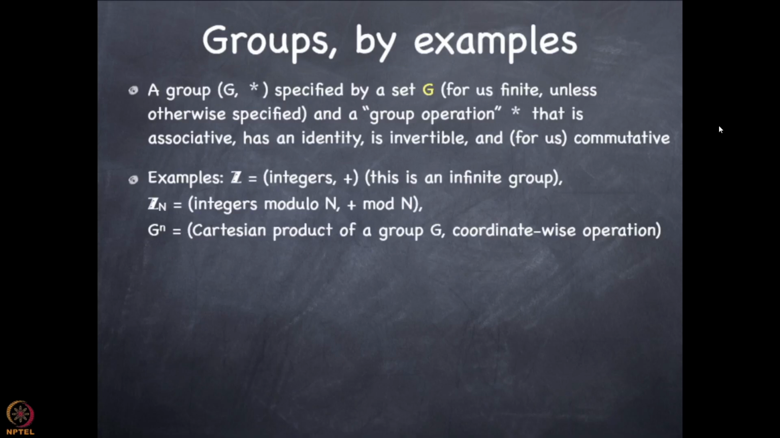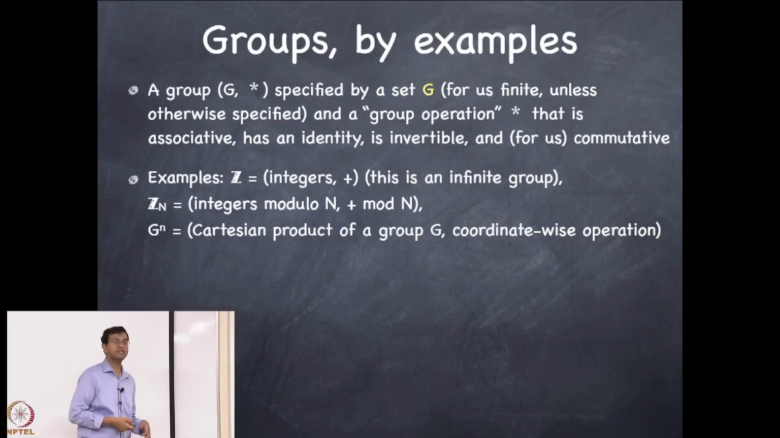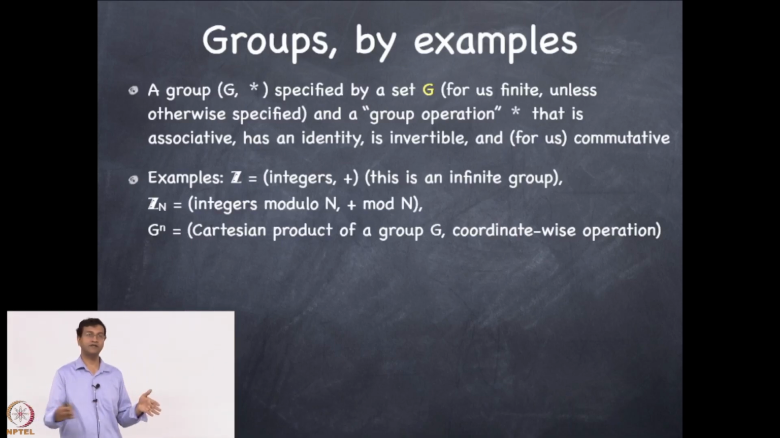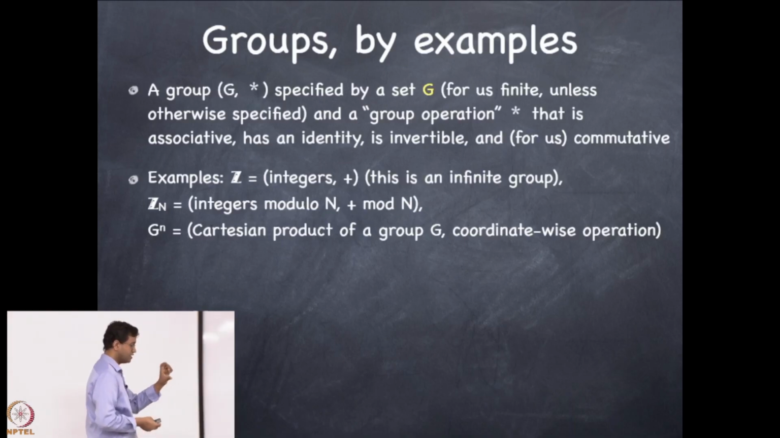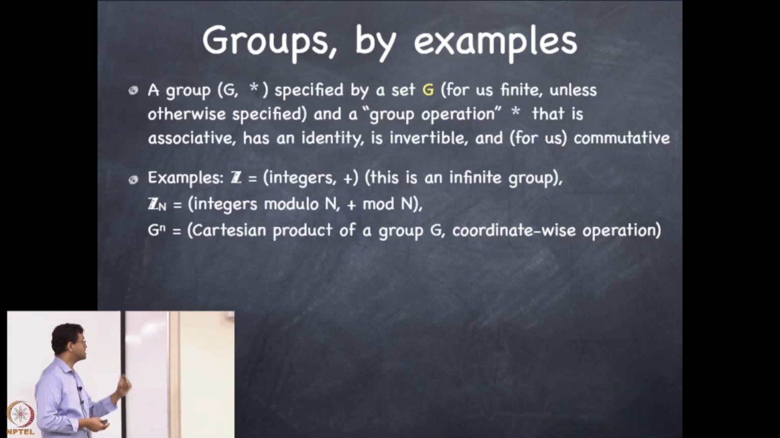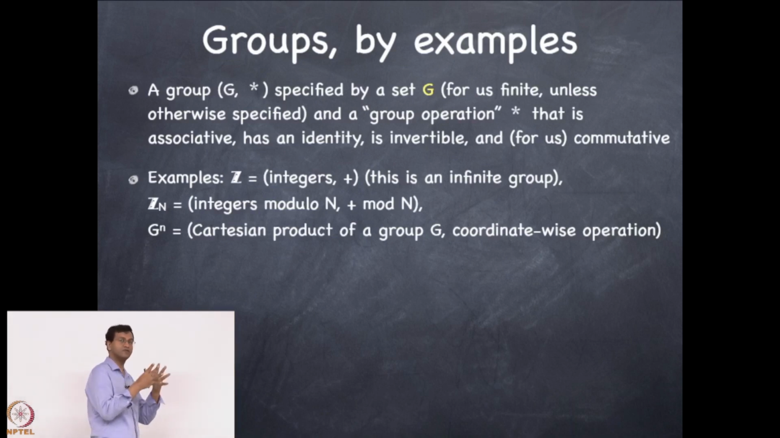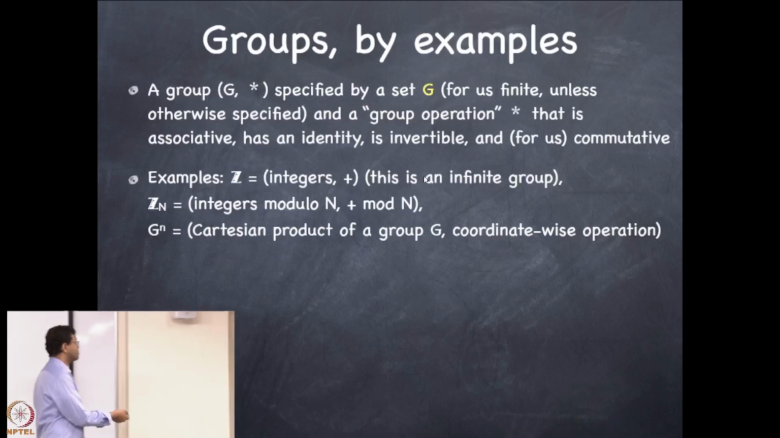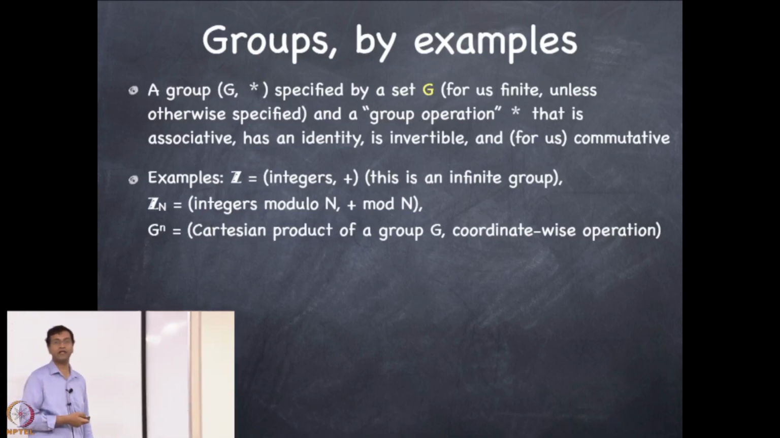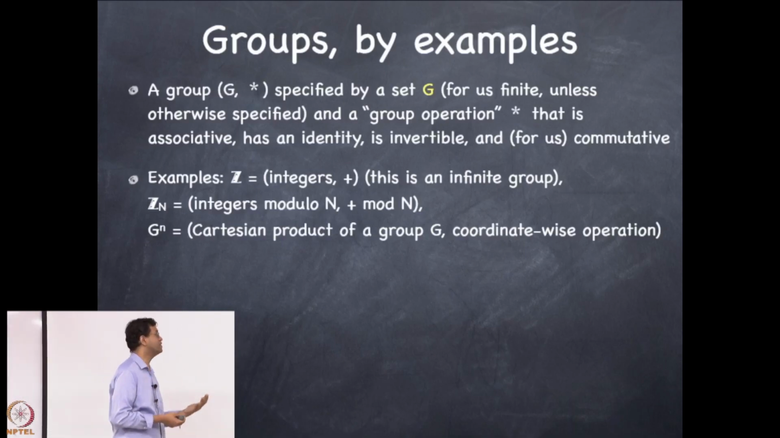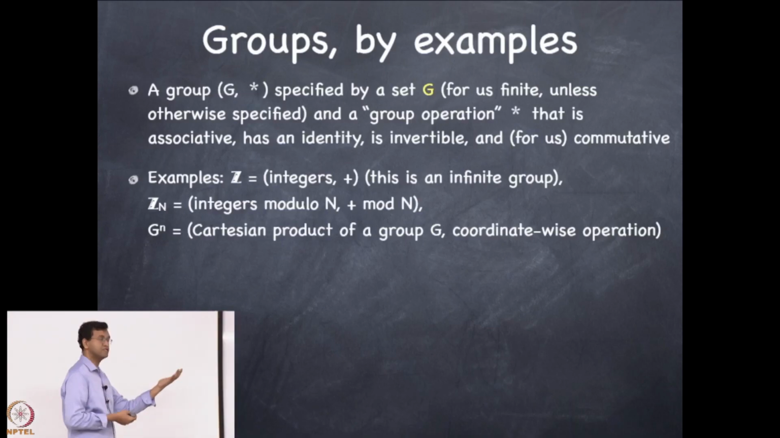Now you could take a group and build another group by just taking the Cartesian product of this group some n times. Instead of a bit, now you could talk about a bit vector, a vector of bits. For a bit, the group operation was XOR. For a bit vector, the group operation would be bitwise XOR. You XOR the bits together, so a coordinate-wise operation. That would also be a group. And the identity of the bit vector group would be the 0 vector.